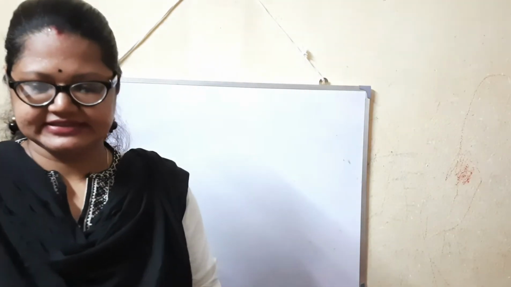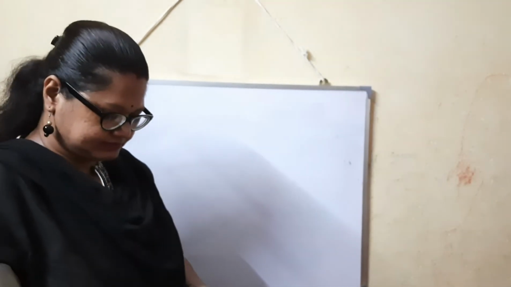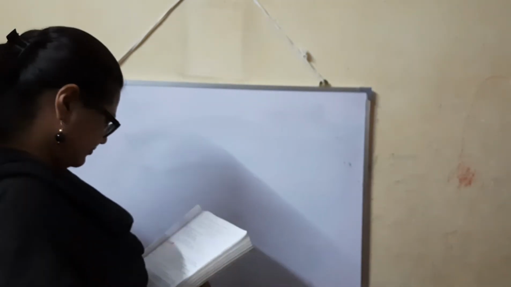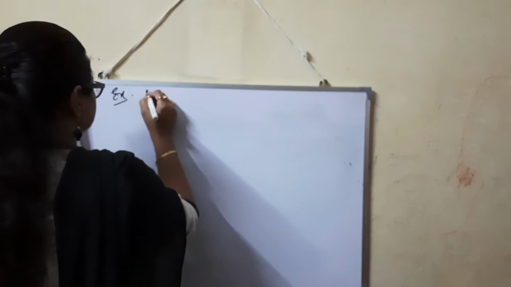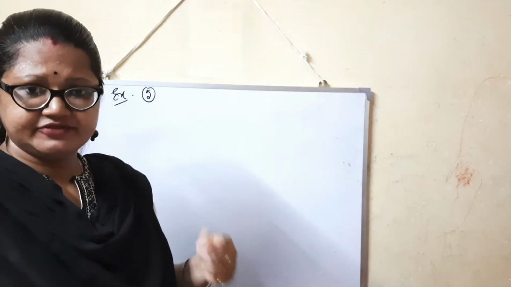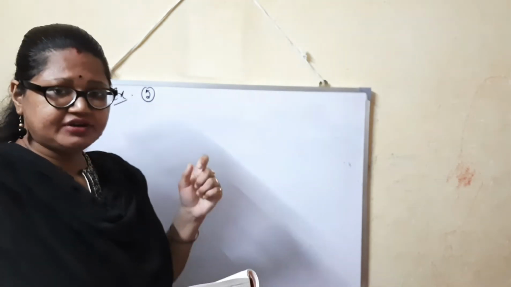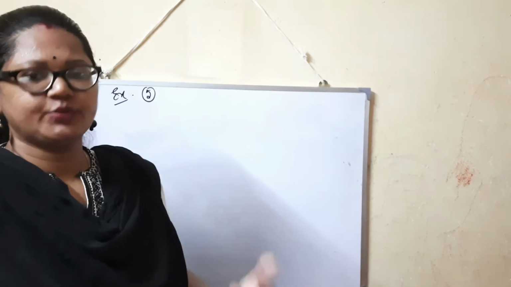Let's begin with the exercises first. Exercise 3. I'm going to start with sum number 5. Whenever you read a share and dividend sum, the first thing that you will do is write down whatever things are provided to you in the question.